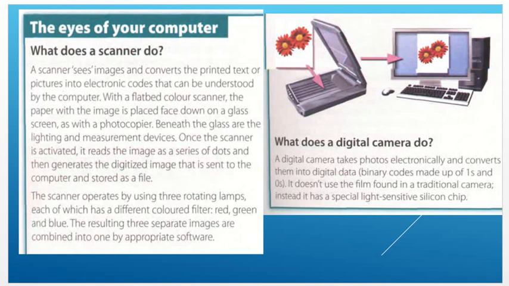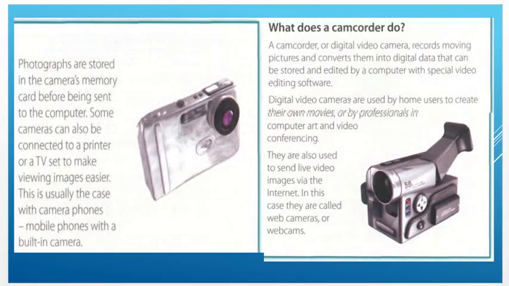What does a digital camera do? A digital camera takes photos electronically and converts them into digital data, binary codes made up of ones and zeros. It doesn't use the film found in a traditional camera. Instead, it has a special light-sensitive silicon chip. Photographs are stored in the camera memory card before being sent to the computer. Some cameras can also be connected to a printer or a TV set to make viewing images easier.